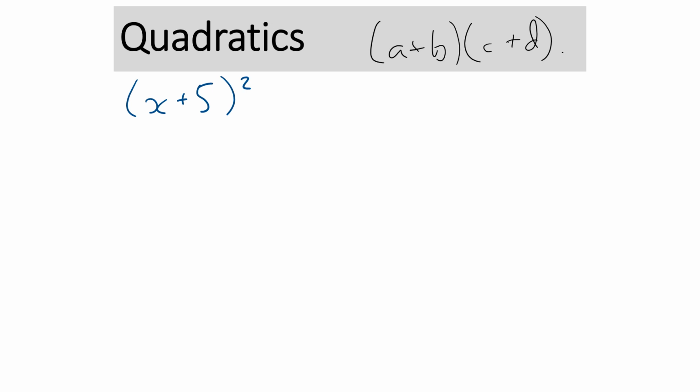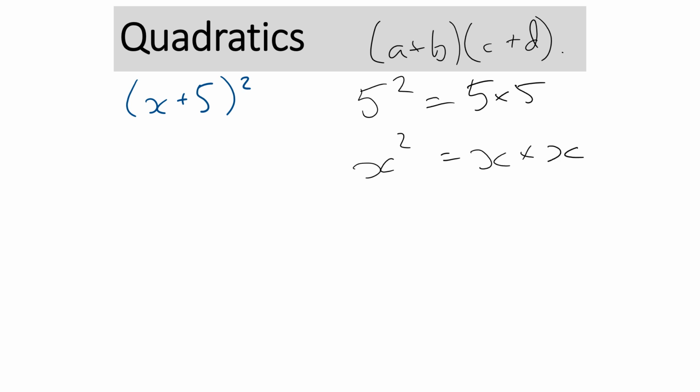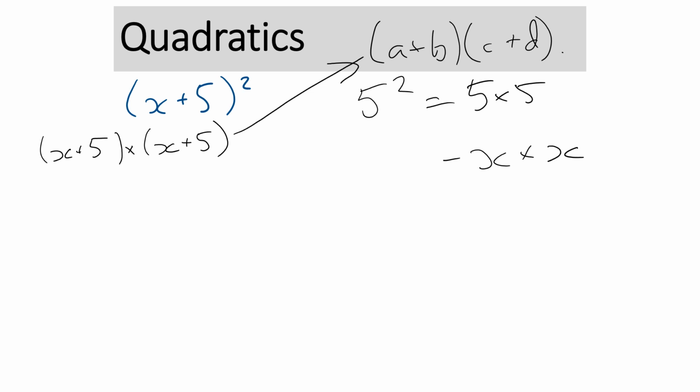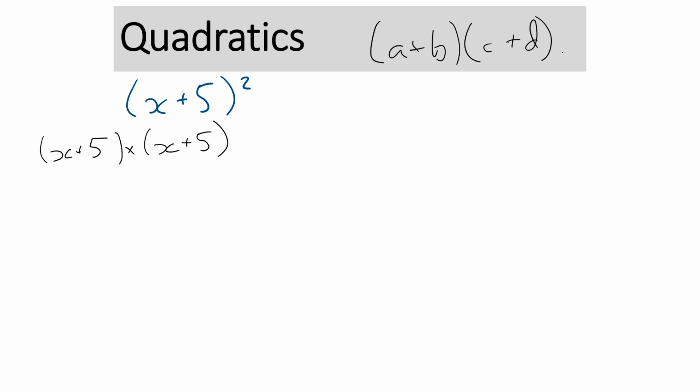Well, let's think about something else. 5 squared, what is that equal to? 5 squared is equal to 5 times 5, right? What's x squared equal to? X squared is equal to x times x, right? So x plus 5 squared is equal to x plus 5 times x plus 5, which all of a sudden looks a lot more like what we're used to seeing. So we can use this new expression to work through what we want to do.